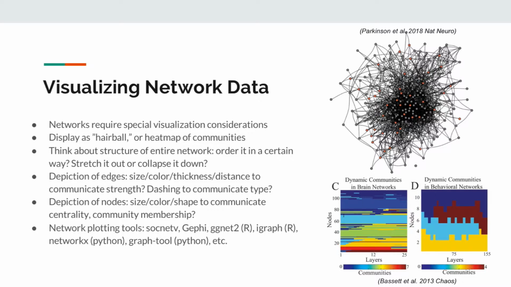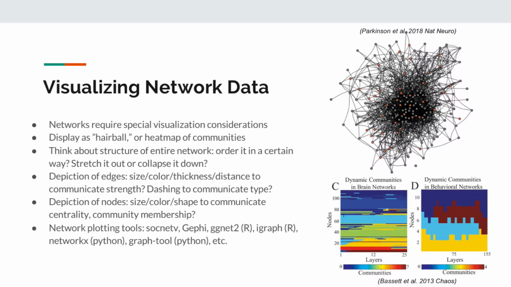When you are trying to visualize a network, you want to think about 3 things. First, what kind of structure of the entire network do you want to display? Are you trying to order it in a certain way? What shape do you want it to have? Do you want it to be really stretched out? Do you want it to be more clustered together?